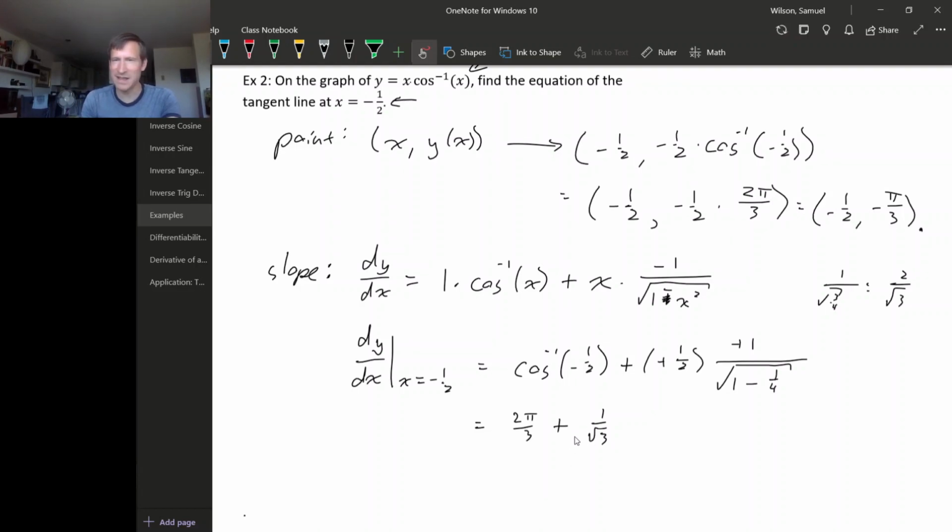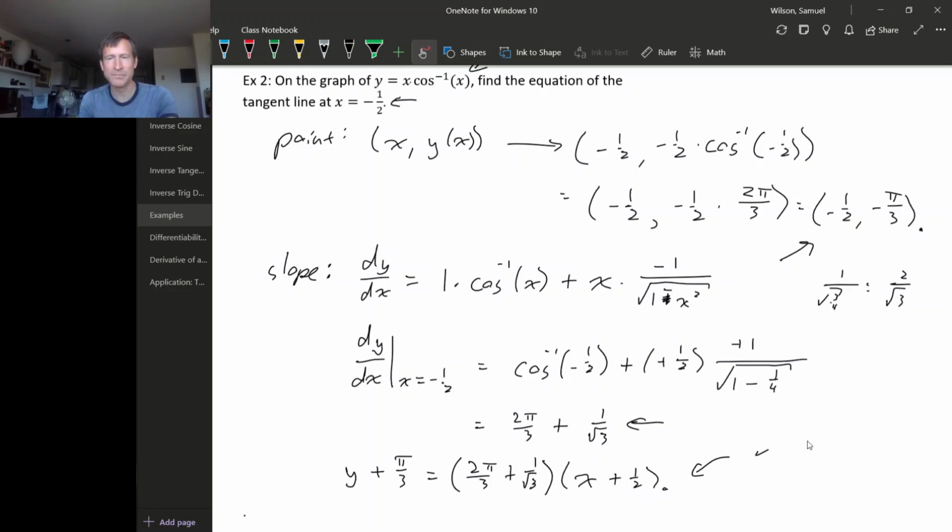All right, so that means now we have a point up here and a slope right there. So that means the equation of our line is y minus the y-coordinate, so y plus pi over 3, equals the slope, which is 2 pi over 3 plus 1 over root 3, times x minus the x-coordinate of the point, so x plus a half. And there's the equation of our line.